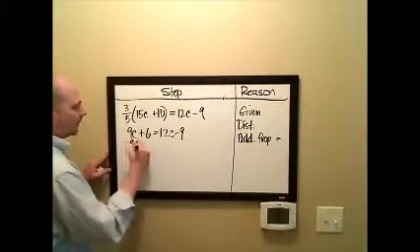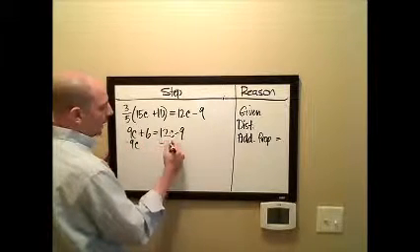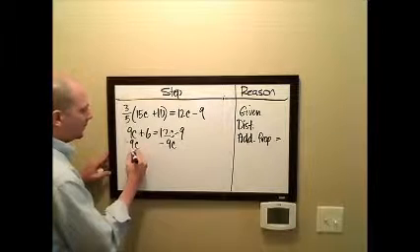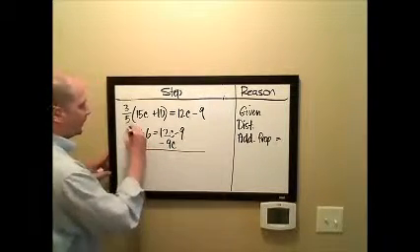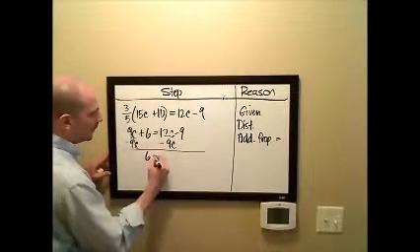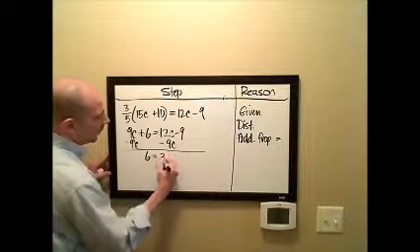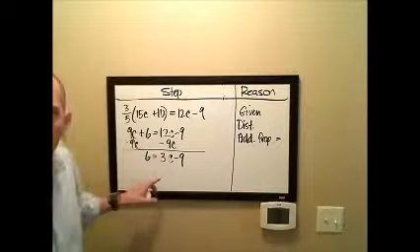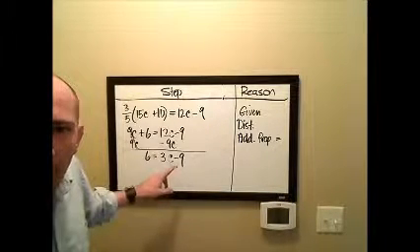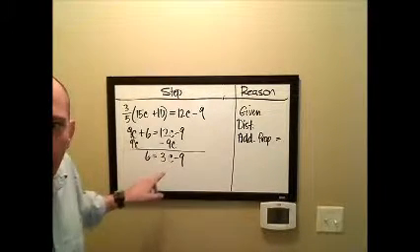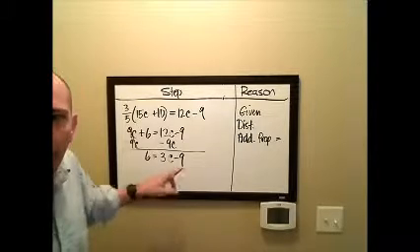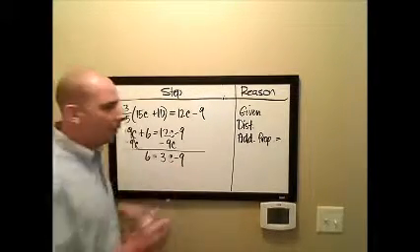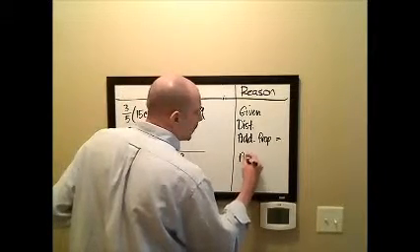Okay, so I'm going to add the opposite of 9C, which is going to give me, those are going to cancel. I'm going to have 6 is equal to 3C minus 9. Okay, the next thing I need to do is get this 9 over on the other side. So I'm going to add the opposite of negative 9, which is positive 9. Again, going to use the addition property.